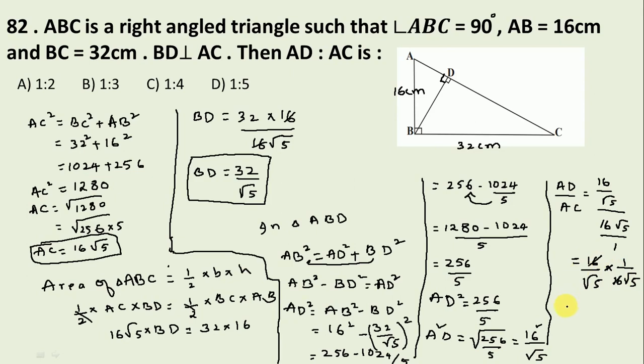16 cancel. 1 by root 5 is 1 by 5. That is 1:5. So option is D. Let's go to next question.